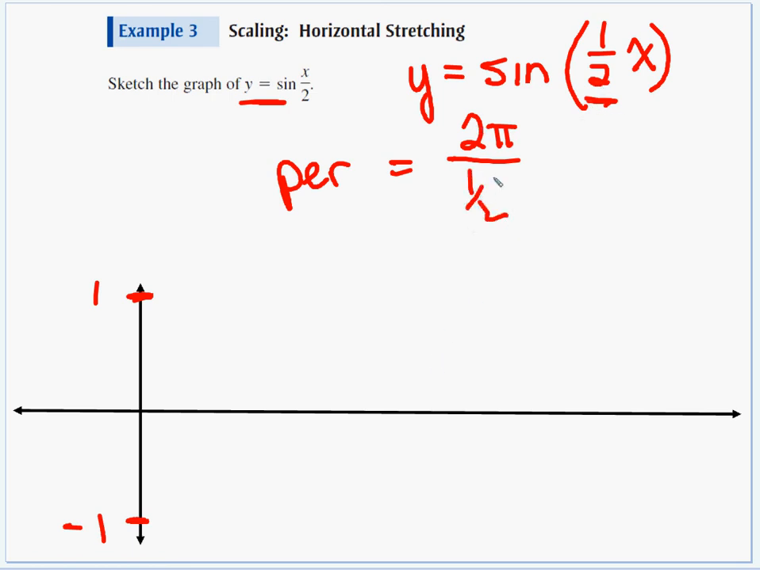How do you divide 2 by a half? Well, you invert and multiply. Bring that fraction up and flip it. Now it's 2 over 1. If we multiply 2 pi by 2, we get the period is 4 pi.